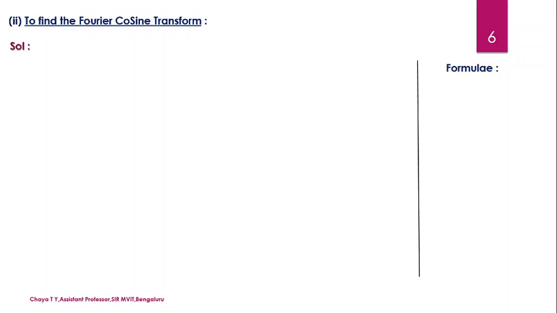Now, let us consider the second part. What is the second part here? I have to find the Fourier cosine transform. So as usual, first write down the definition. The Fourier cosine transformation of the function f of x, denoted as Fc cap of u, is given by the expression integral 0 to infinity f of x cos ux dx.